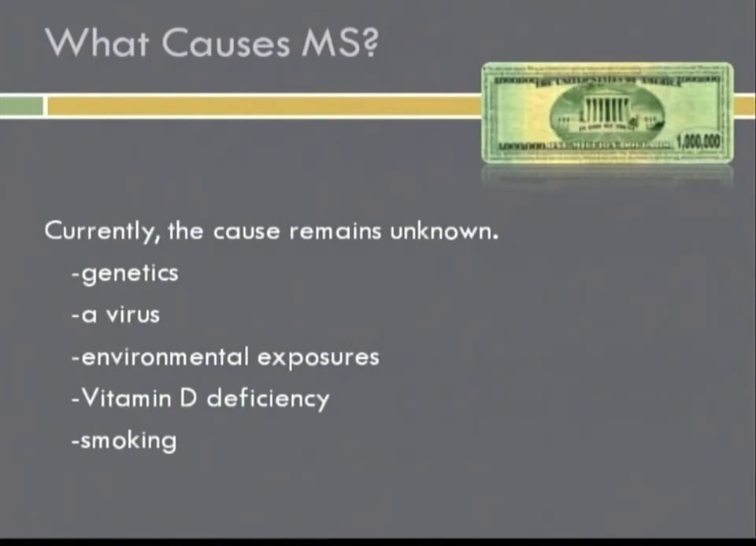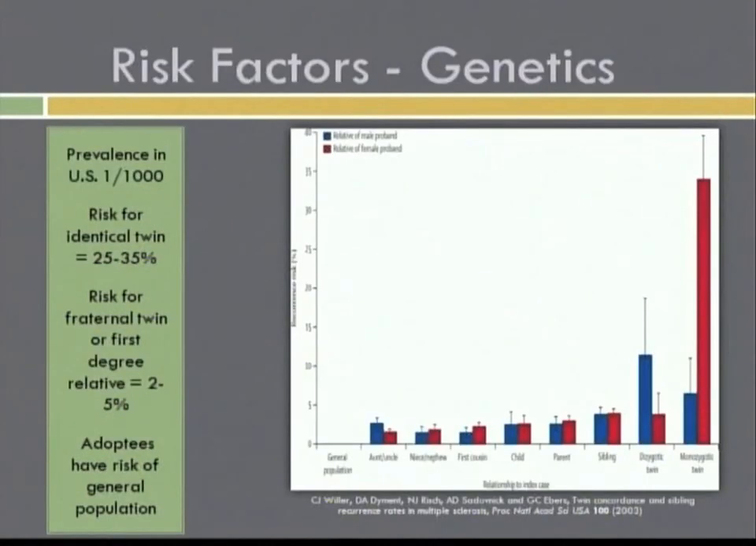The cause remains unknown. But it's probably a combination of factors, including genetics, potentially a virus as the trigger. We talked about this case of mistaken identity, perhaps a patient's immune system responding to a virus then causes an autoimmune attack. Environmental exposures, vitamin D deficiency, and smoking. These are all potentially causes of MS.